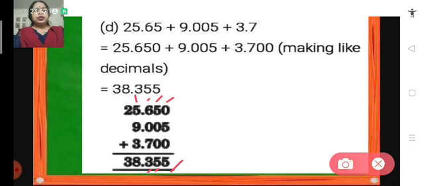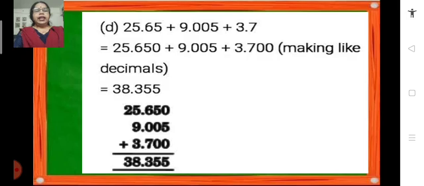Then we put the decimal here. Then we proceed to the ones place. So 1 plus 5 plus 9 plus 3. What does it become? 12 plus 6, it becomes 18. So we write 8 here and carry over 1. So 2 plus 1 becomes 3. So what is the answer here? It is 38.355.